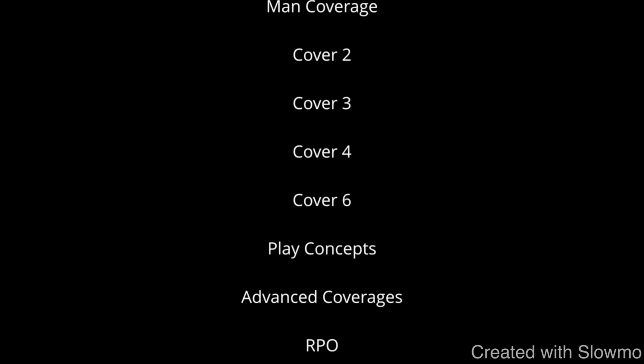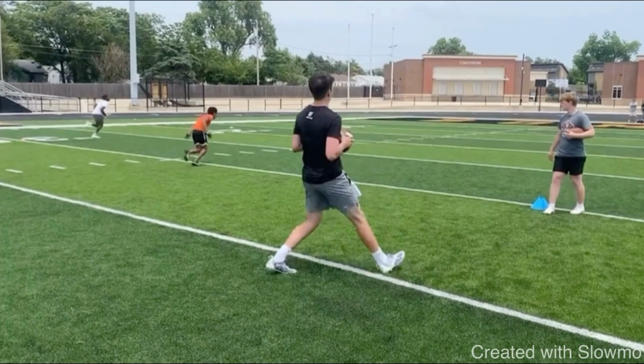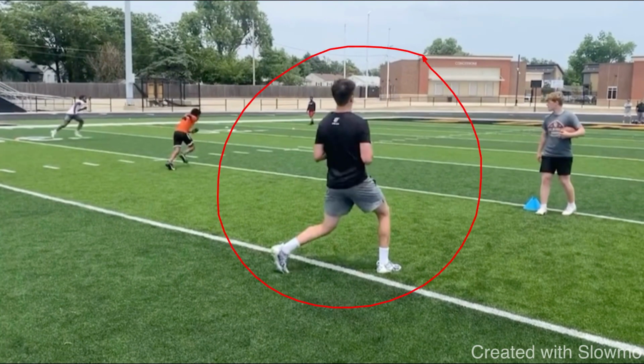Let's get started with this video. So now, like I said, we are going to be showing some incorrect throwing mechanics examples from some high school quarterbacks, some youth quarterbacks, and talk about how you guys can avoid these problems, what causes these problems, and obviously how to fix the problem.